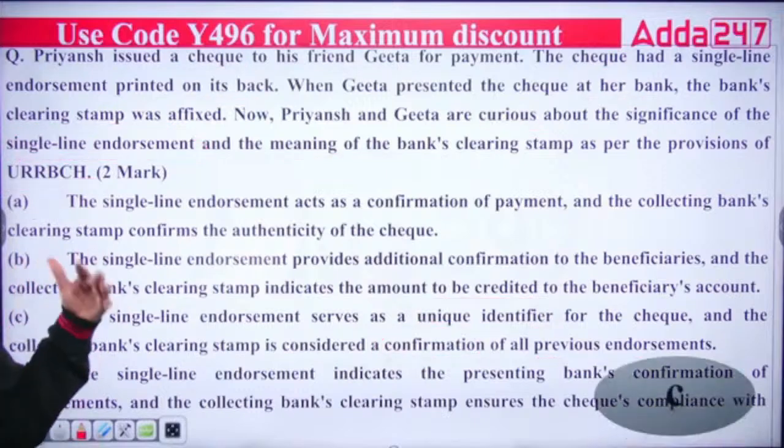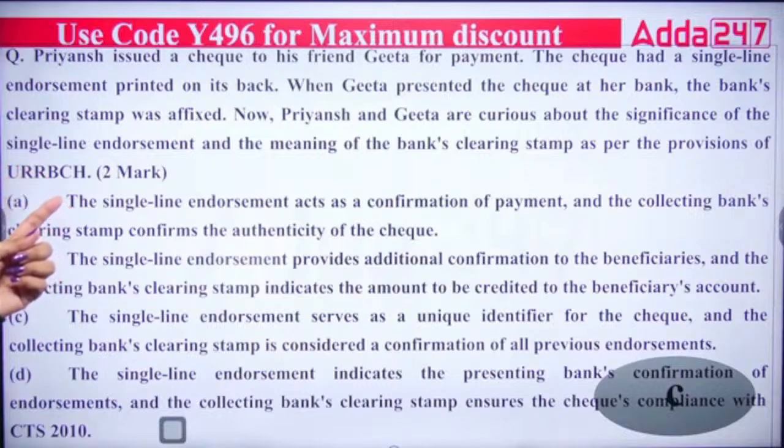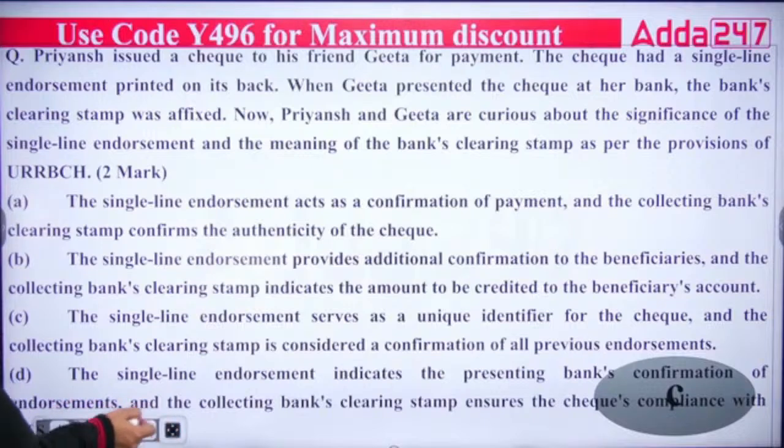Endorsement means when you transfer a check to the other party. Endorsement means negotiate, you can negotiate it. You can transfer it. Okay. Apart from that, if you see here, URRBCH we are talking about, it is your Uniform Regulations and Rules for Bankers Clearing House.